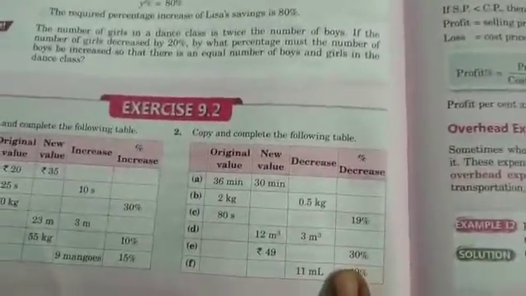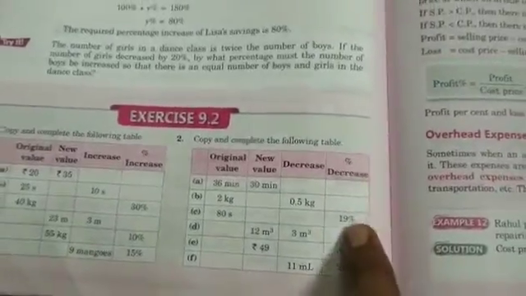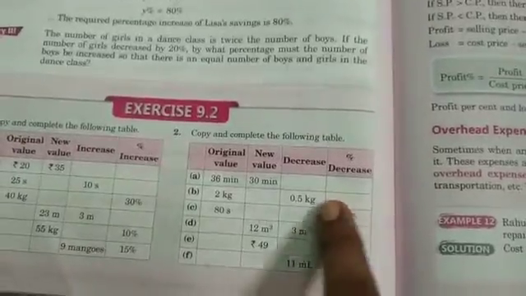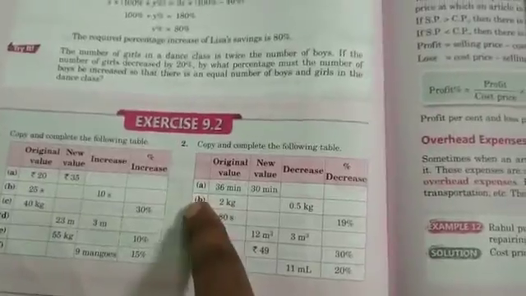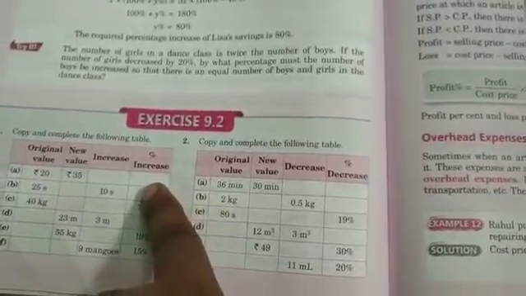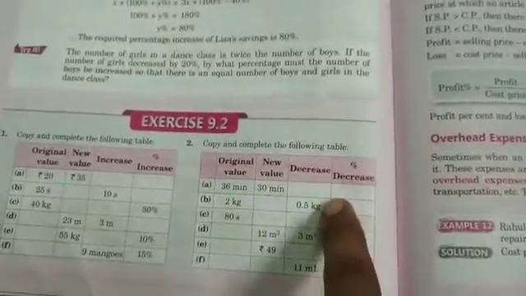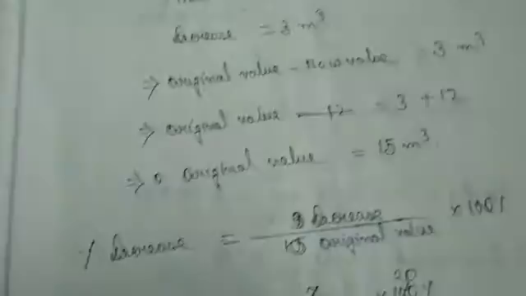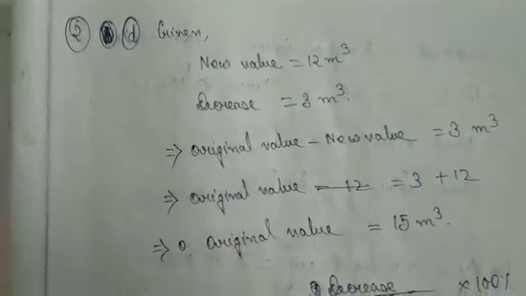Here it's exactly the same. Instead of increase, it is given decrease. So there are again 3 formulas for decrease. Use those formulas and you will be able to find it. Both are exactly the same. In one we use the increase and increase percentage formulas, and here we will be doing the decrease and decrease percentage. So I have started from D here.